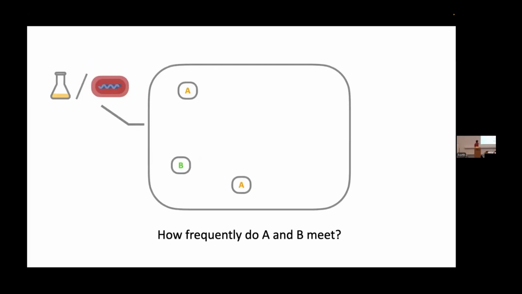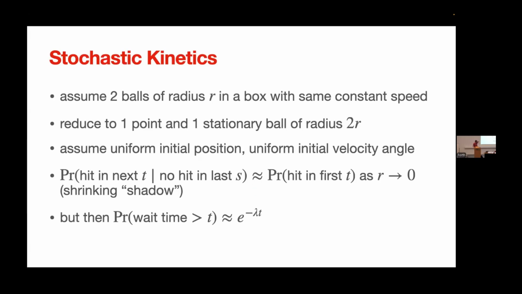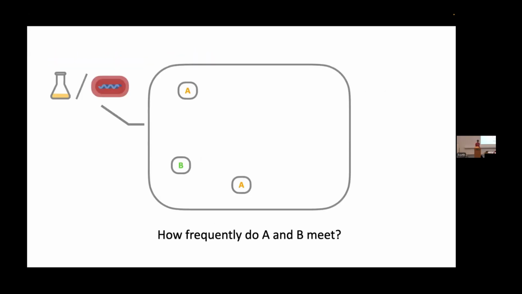Okay, so let's go back. We figured out for A and B how the probability distribution should look for them to meet. There's e to the power of minus lambda t. Lambda we don't really know, but we're going to figure that out now. So let's say you have now not one A and one B, but two A and one B.